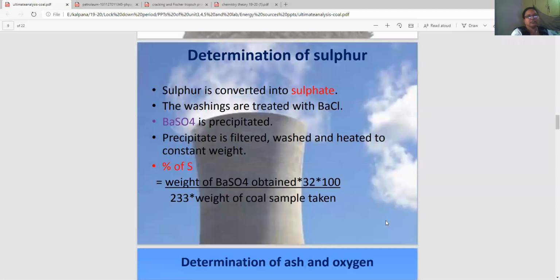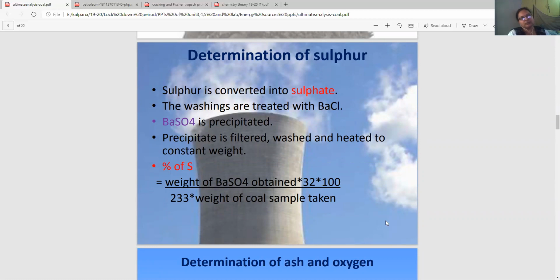So how is sulfur determined? Actually, sulfur is always determined from bomb calorimeter washings. Sulfur is converted into sulfate, and the washings are treated with barium chloride. When sulfate is treated with barium chloride, barium sulfate is formed. The precipitate is filtered, washed and heated to a constant weight.